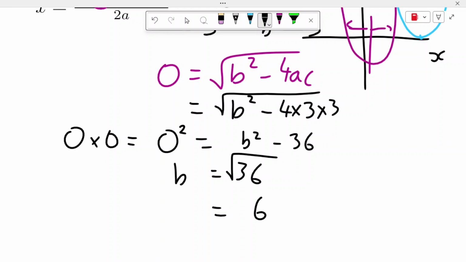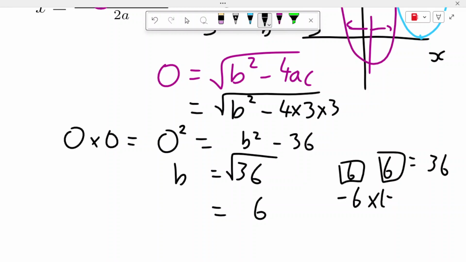Now, importantly, what number times itself is equal to 36? I could put 6 and 6 in here, but I can also chuck minus 6 times minus 6. And that still gives us 36. So importantly, there's actually two solutions to this. There is a plus and there is a minus. Okay, so b can equal plus 6 or minus 6.